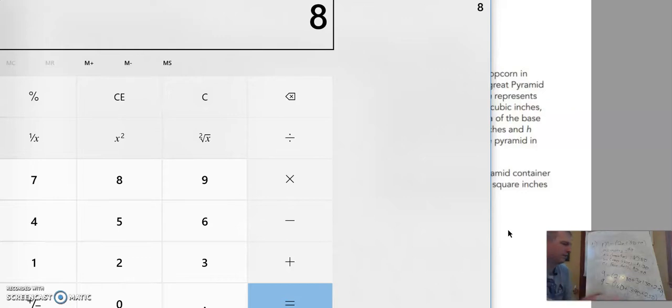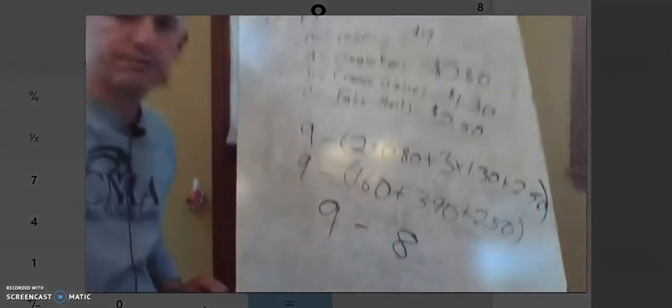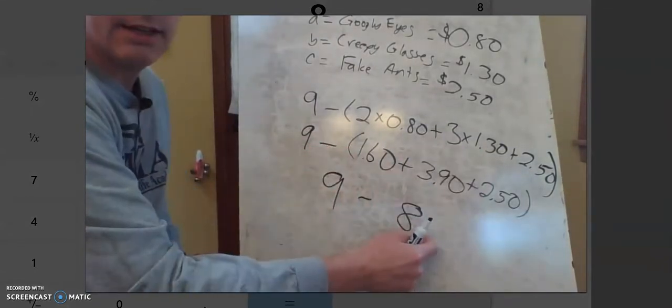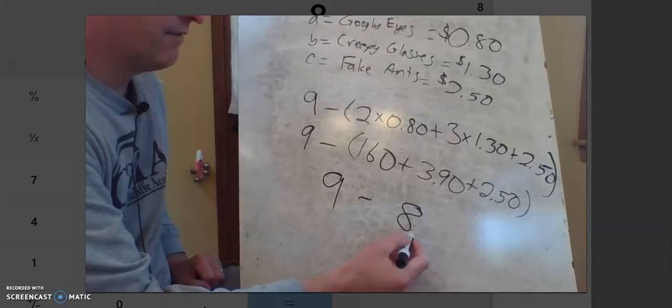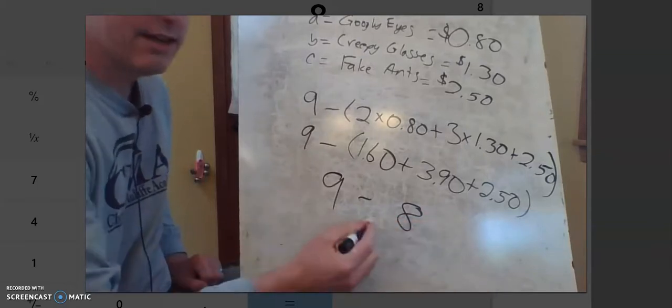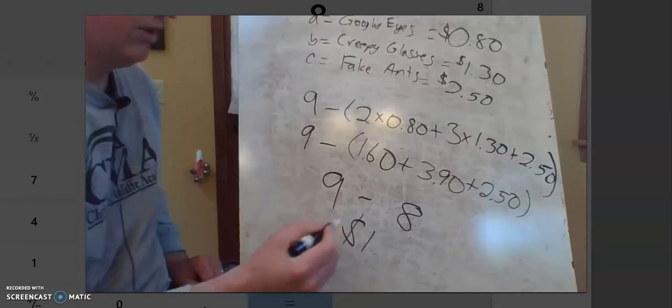And that gives me a total of $8 in parentheses. Now I don't need the parentheses, because I simplified that out. All of this equals $8. In fact, I don't need the decimals because it's just 8 whole. So 9 minus 8 for a total of $1.